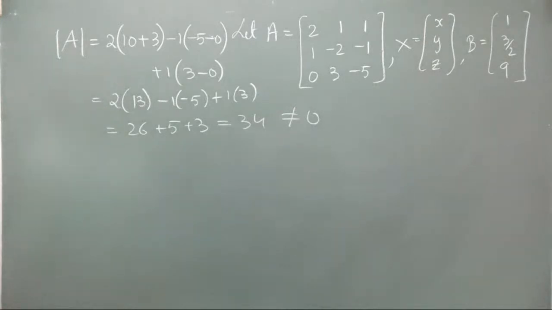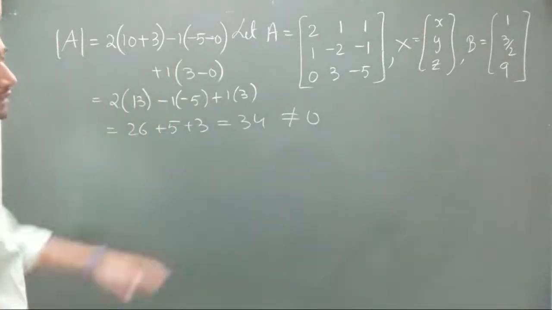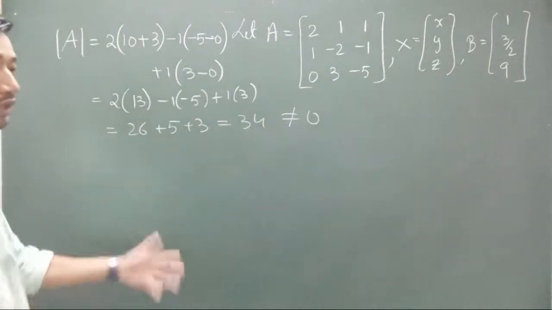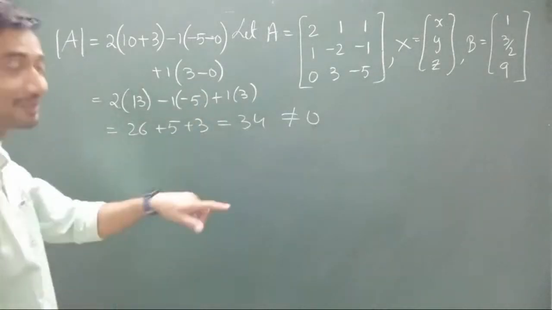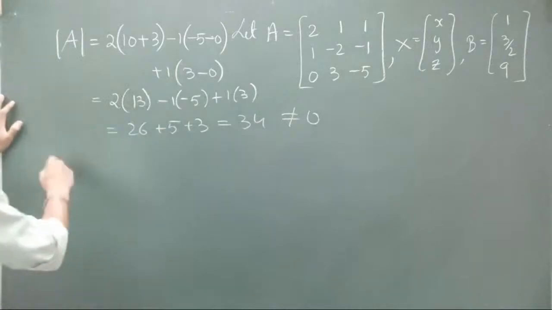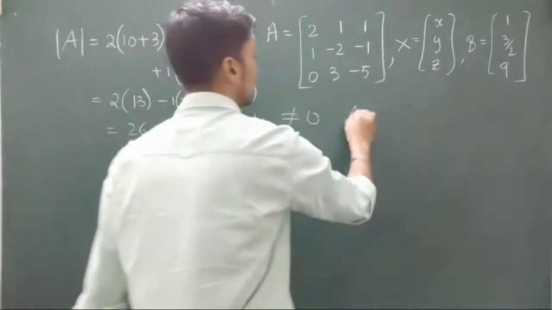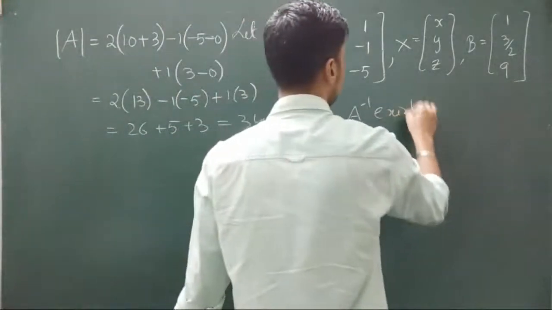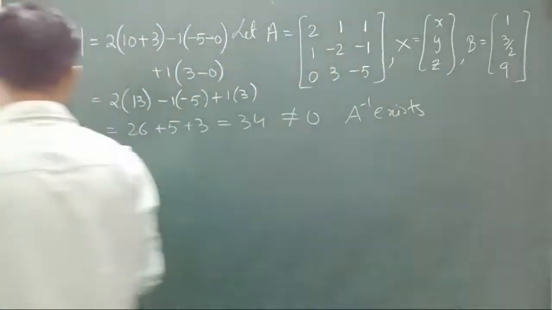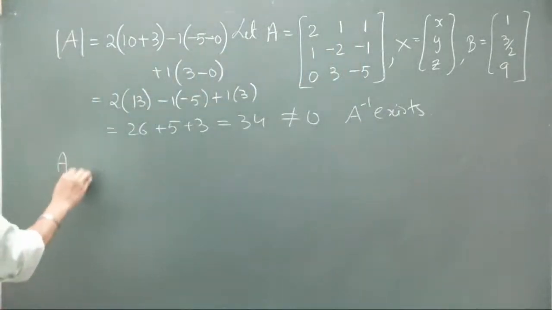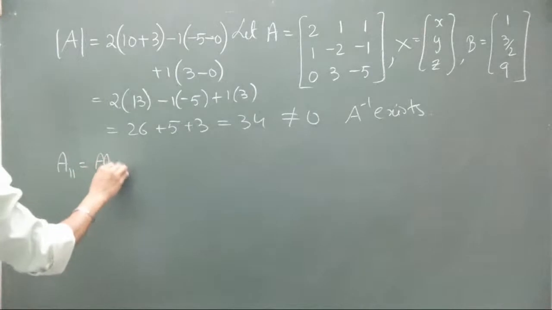Alright, so actually we could have solved that equation previously, but anyway, we'll just try. If it is wrong, it's okay. 10 minutes wasted, we'll go back and do it again. Anyway, so that is done. So therefore, what? A inverse exists. So now time to find out the cofactors.